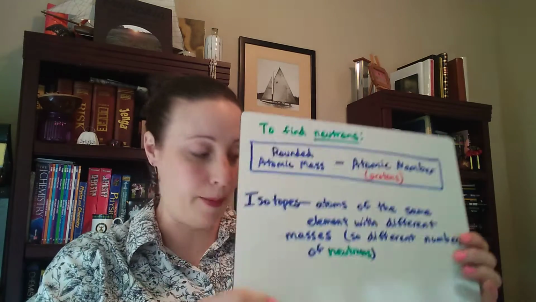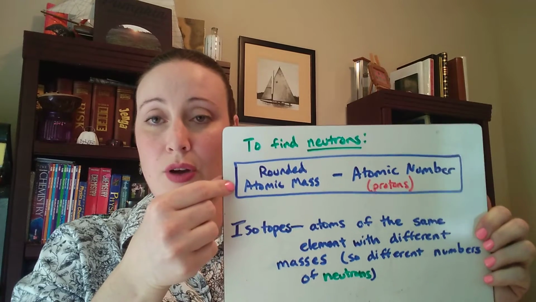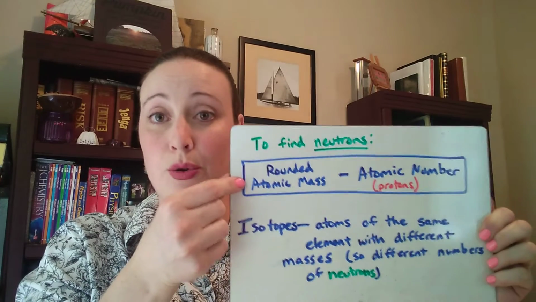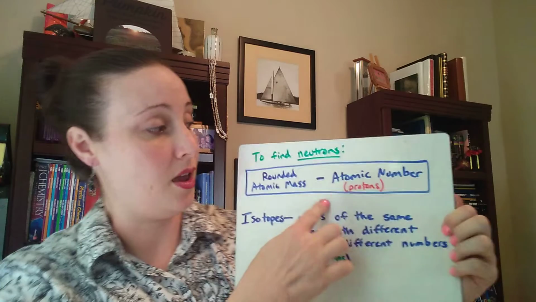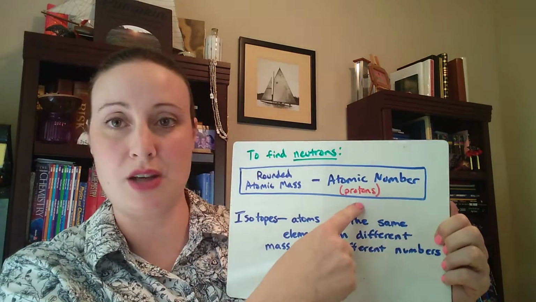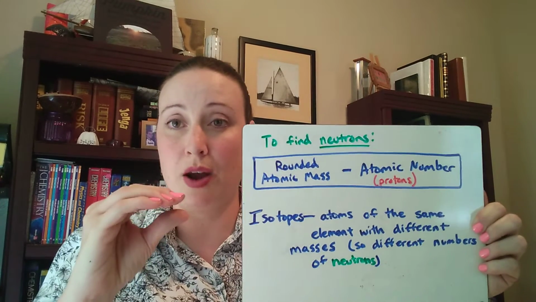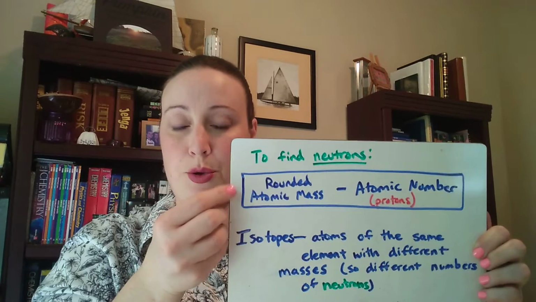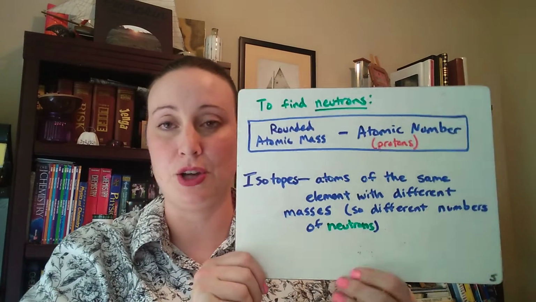So to find the neutrons, we just do the opposite of that other formula we wrote down previously. We just take the average atomic mass, round it to a whole number, and then subtract out the number of protons, which is the atomic number. So it's really just the bottom number on each element square minus the top number, and that will give you your neutrons. Okay. We're also going to talk about isotopes.